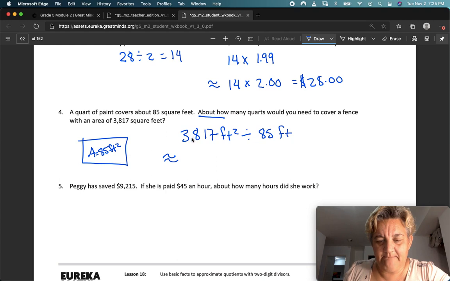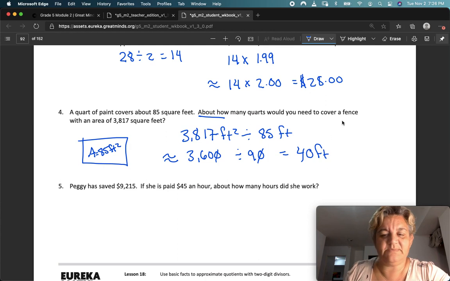So let's see. 9 into, let's say 3,600 divided by 90 equals, take this one here and this one here. 9 goes into 36 4 times with the extra 0. Quarts, right? Quarts of paint. About.